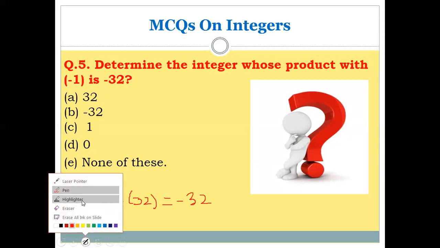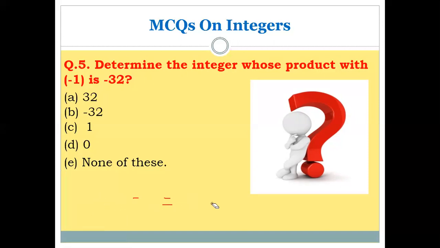So here we have the integer a, and a is multiplied with minus 1, not with 32, that is minus 1. The product is minus 32, and we have minus 32 as the result. So what should be the value of a? 32 is a positive value, and multiplied with minus 1, the result will be minus 32. A is the correct option.